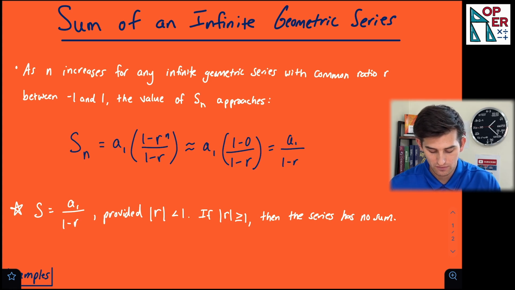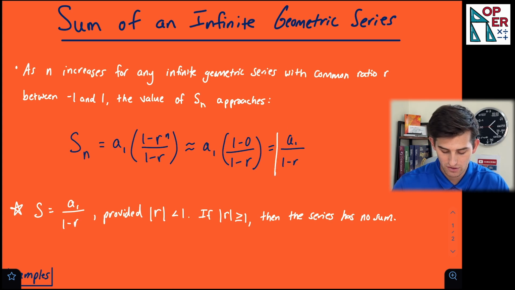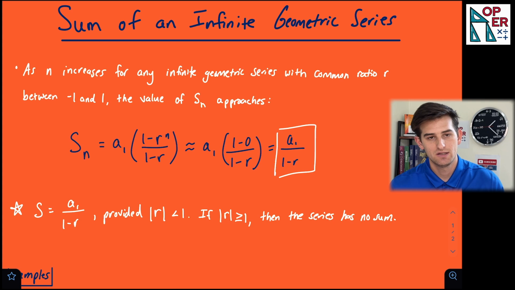Well, if we plug in some values for r, so if we get 1 minus 0 in our numerator over 1 minus r, well, 1 minus 0, that's going to give us a 1, so we multiply across, and that just gives us a_1 over 1 minus r. So we can simplify this equation so that we can actually find the sum of an infinite geometric series. So we see down here with the star next to it, our equation that we're going to use in this video is S is equal to a_1 divided by 1 minus r.